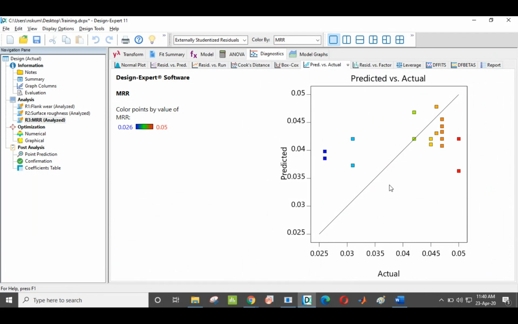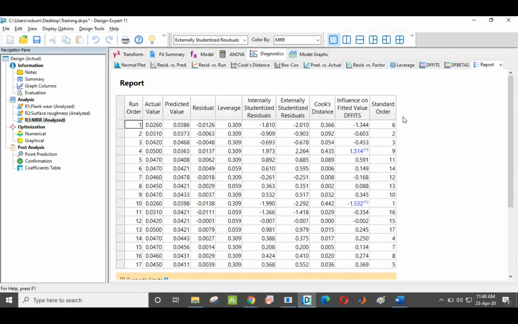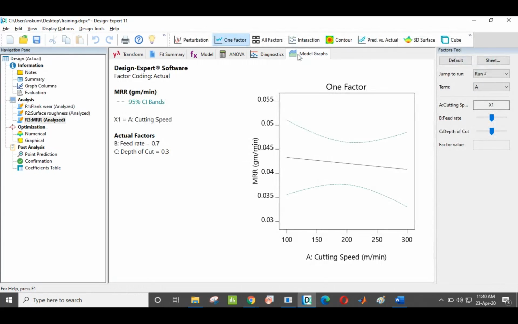Here you can see the predicted versus actuals. So the issue comes here. Here also we can see the reports. So how much variation is there? Large variation is possible because of the bad prediction model.